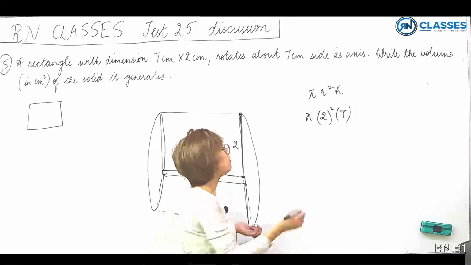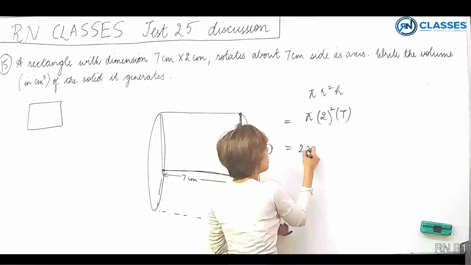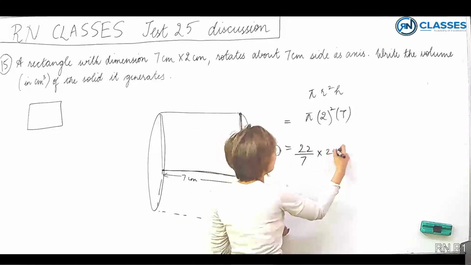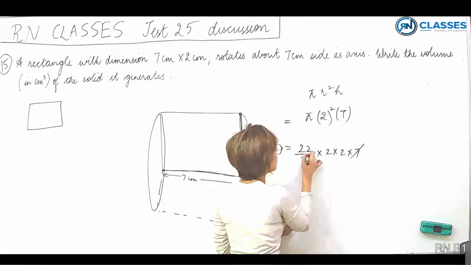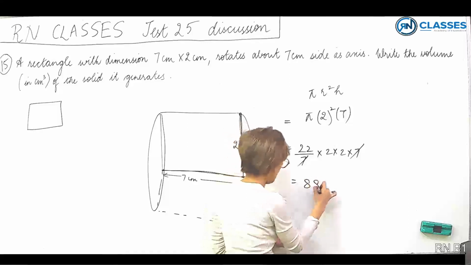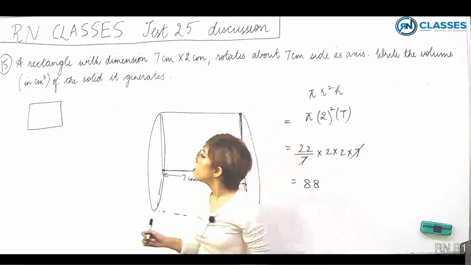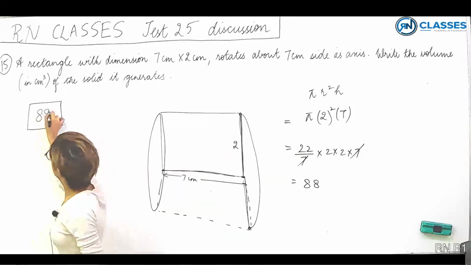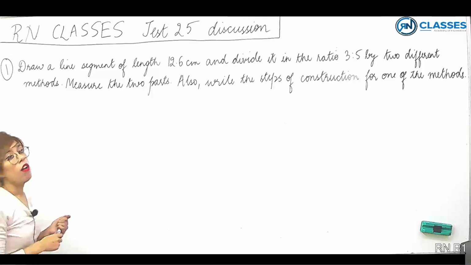That's it. Let's evaluate now. So pi is 22 by 7, of course, into 2, into 2, into 7. This and this get cancelled. 22 into 4, that is 88. Oh, again the answer is 88. Nice. Answer is 88.